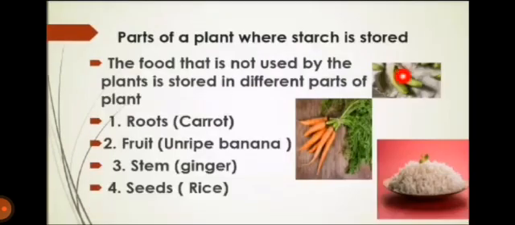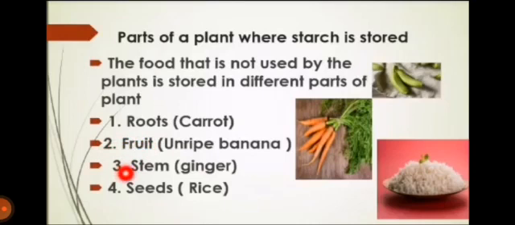Look here in the slide. Here you can see banana, the carrot, radish, and then the rice. Okay, these three things are shown in the picture. Now the food that is not used by the plant is stored in different parts of the plant. Sometimes plants store extra food inside their root, like in the case of carrot and radish. Similarly, some plants store their food inside their fruits, like banana, oranges, watermelon, melon, strawberries, all the fruits that you eat. Extra food made by the plant is stored in their fruits.